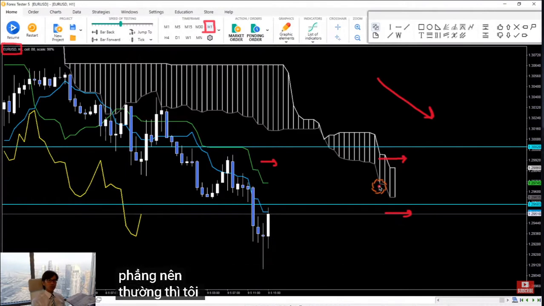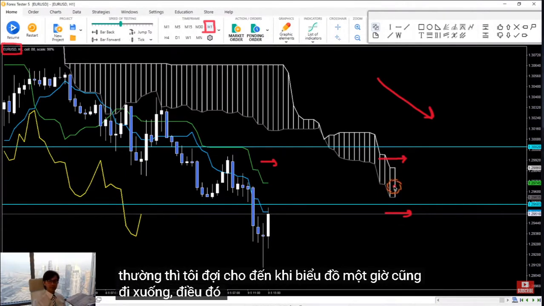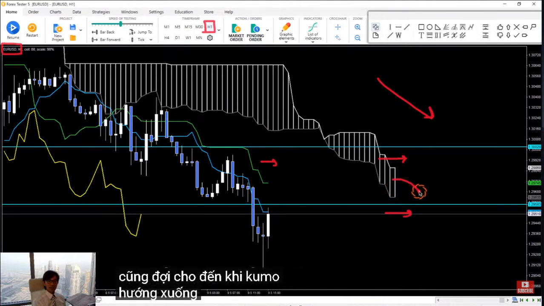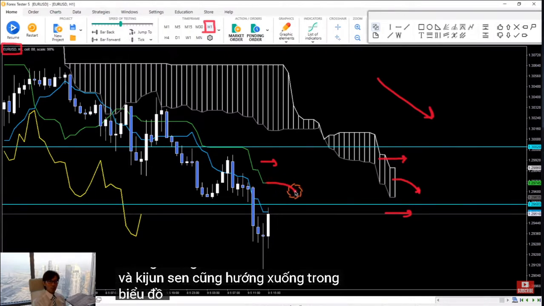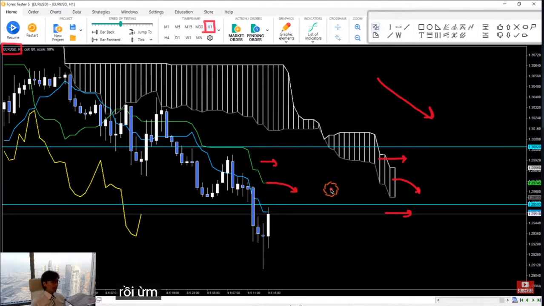So usually I wait until 1 hour chart also goes down. So that means I also wait until the Kumo points downwards and also Kijun Sen points downwards in 1 hour chart or 30-minute time frame. Okay.